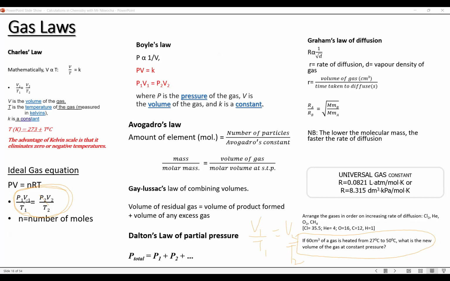Like I said, Boyle's law, Charles law, and Avogadro's law is what we have been solving in all those mole mass volume relationships. That's Avogadro's law. But the ones that usually put pressure on students are Gay-Lussac's law and Graham's law. So let me see if I can get a question.